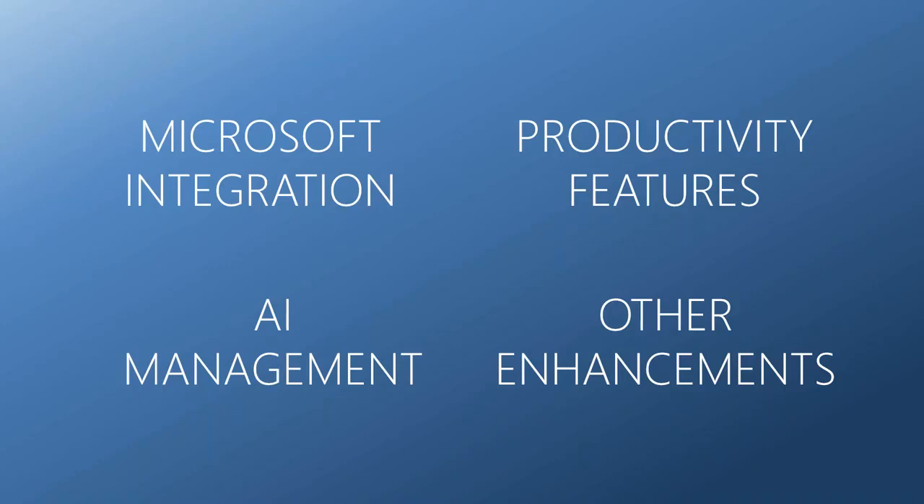We're then looking at productivity features. How are we enhancing the product to make our customers more productive? How do we make it easier to create conversational AIs using Cognigy? We're then looking at our new AI management features, followed up by other enhancements that we put into the product.